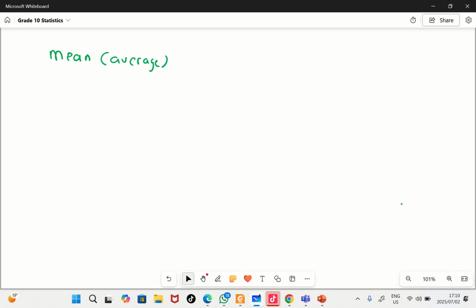So then I said that normally mathematicians, instead of writing mean or average, they'd put this sign, X bar. This X bar means mean or average. That's what it means. And then the formula is the sum of values divided by the number of values.